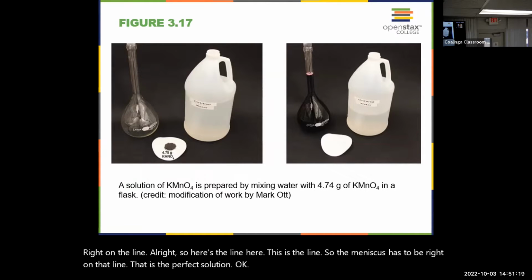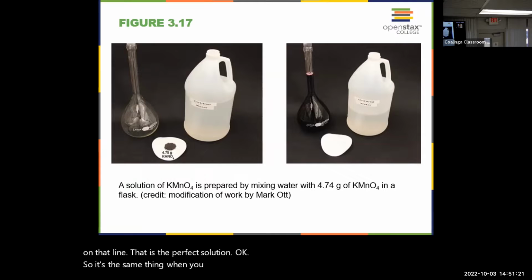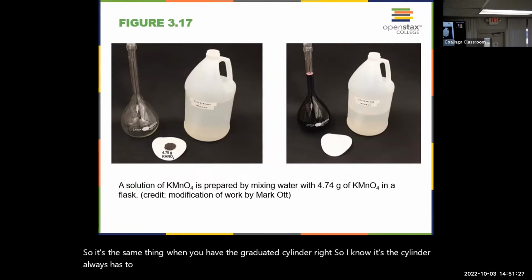So it's the same thing when you have the graduated cylinder, right? I know the meniscus always has to be on that line that you're trying to get to. If you want 5 milliliters, the meniscus has to be at 5 milliliters.